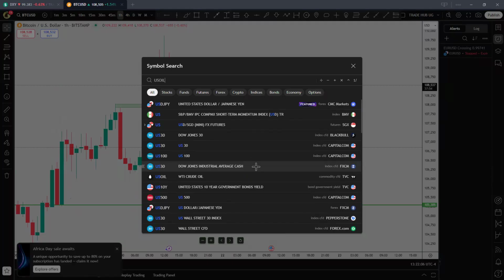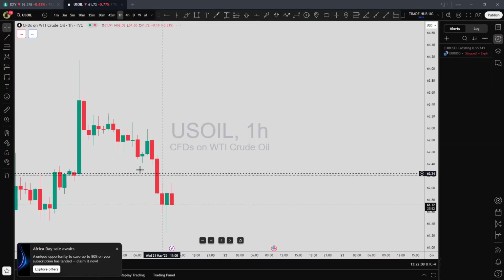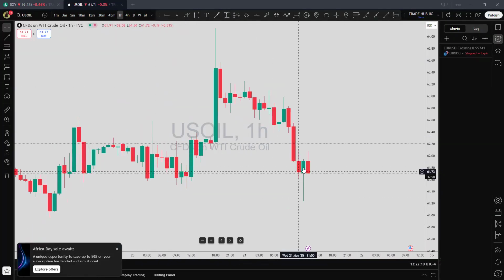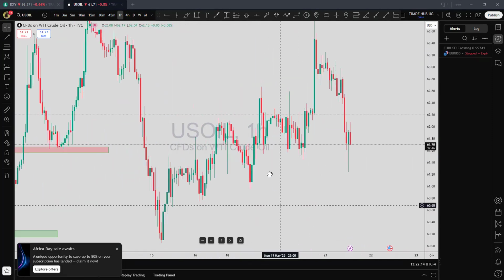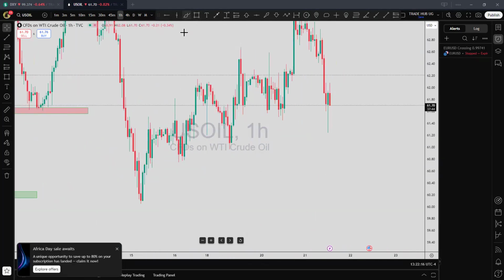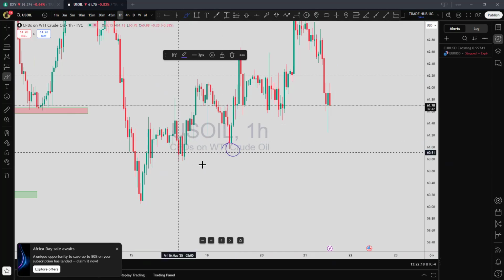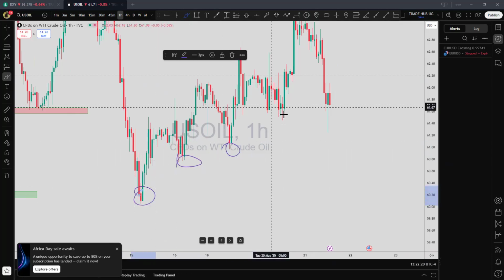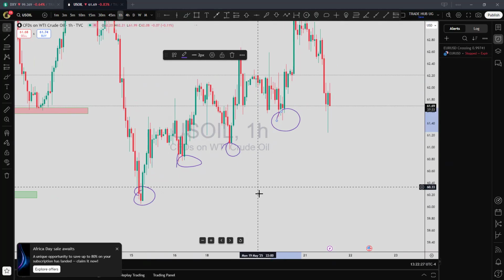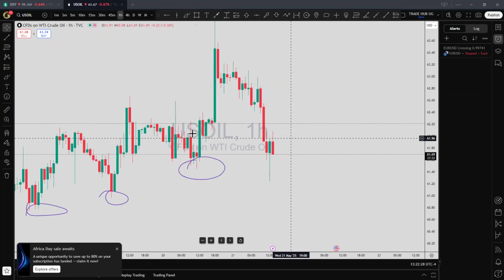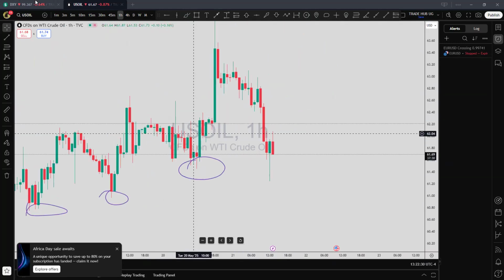Yes, oil. This is US oil. You can see this resistance after a liquidity sweep, but still look at these points. Look at these points. Trend line? Otherwise, let me allow you to do your analysis.